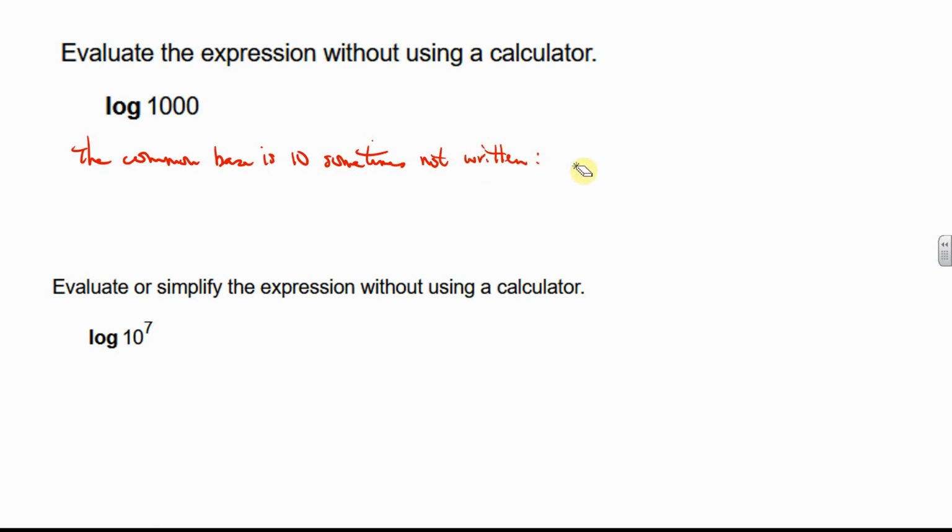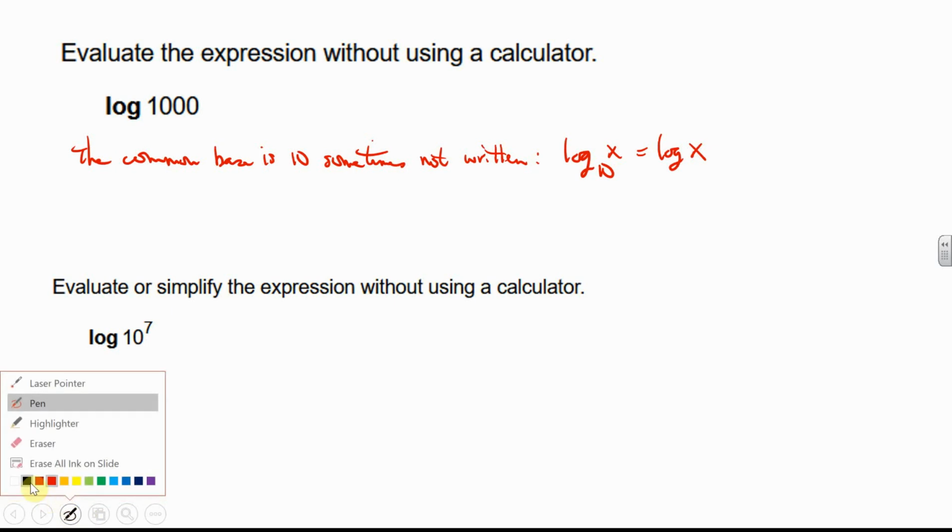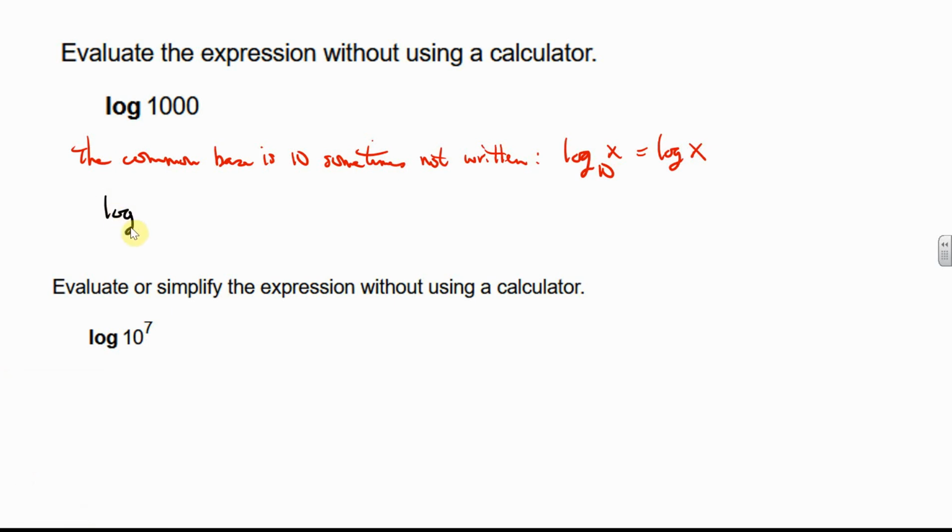So log base 10 of x is the same thing as log of x. If you don't see the base, it's understood to be the common base of 10. So for this problem, this is log base 10 of 1,000.